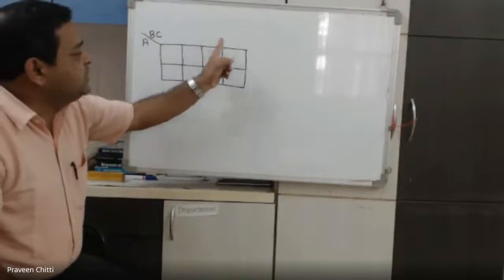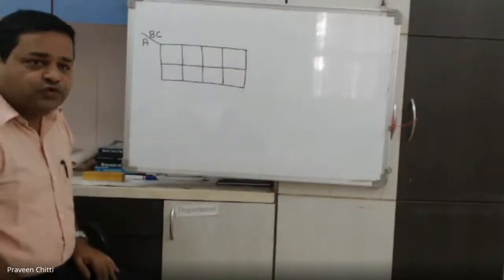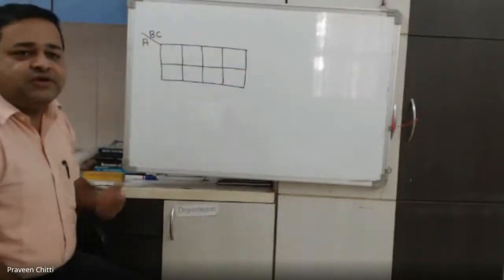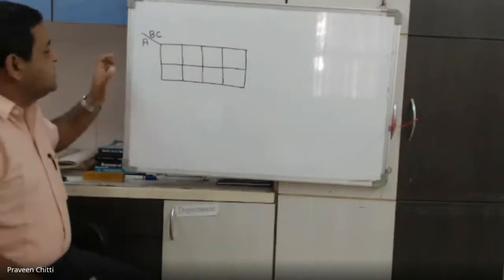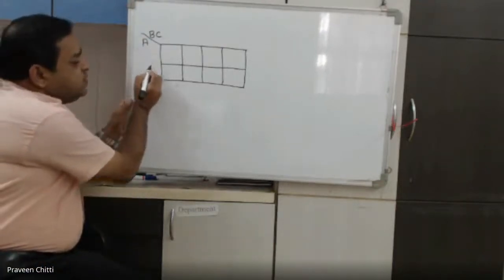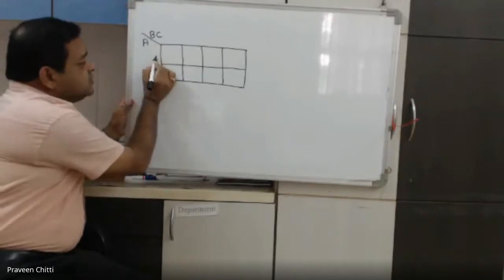Similarly here, how many values do I need? 4. So how many variables do we require to cover those 4 values? 2. Right? So when you see this now, this A can take what values? 0 or 1.